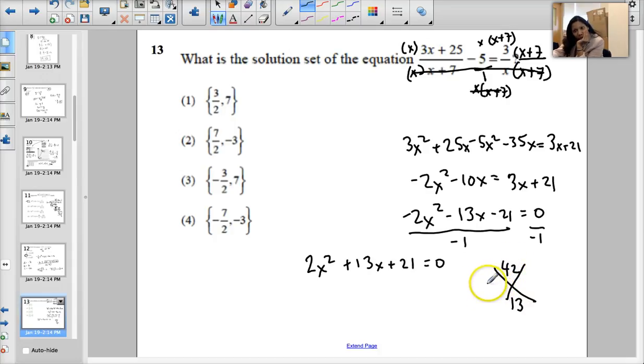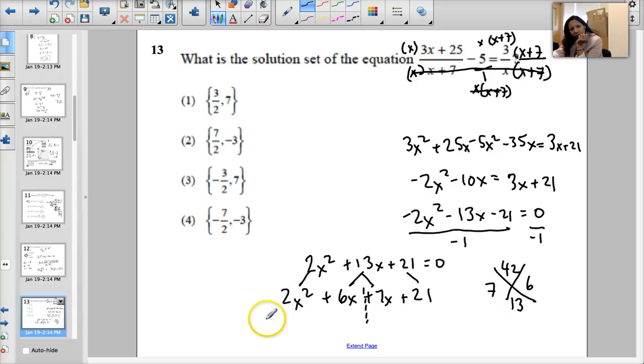7 and 6 work. So I have positive 7 and positive 6. Since this is called the AC method, my A and my C do not change. So I do plus 21. And my B term gets broken down into positive 6x and positive 7x. I decided to put the 2 and the 6 together instead of the 2 and the 7 just because they have common factors that are obvious, and 7 and 21 also have common factors that are obvious, and it doesn't matter where I put it.